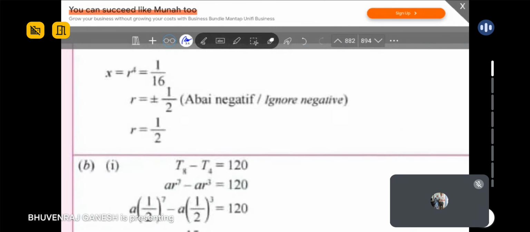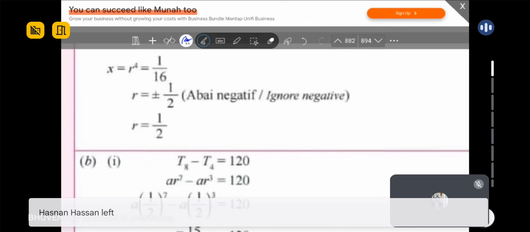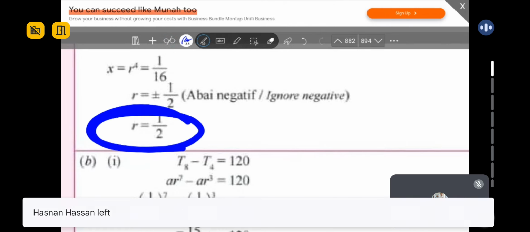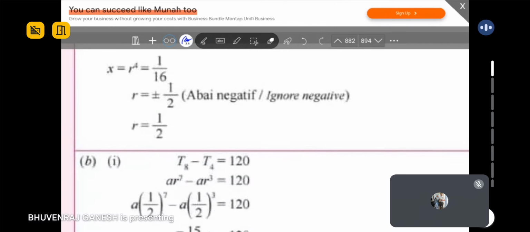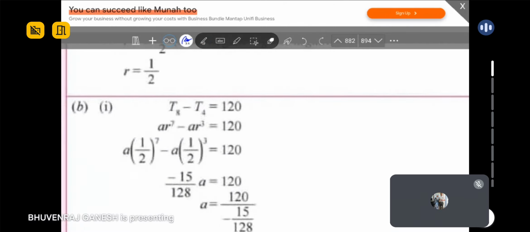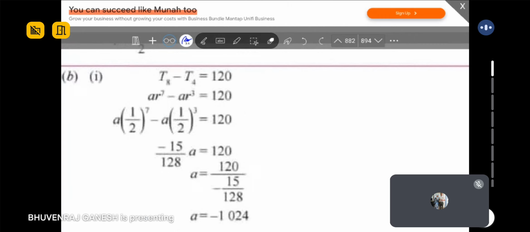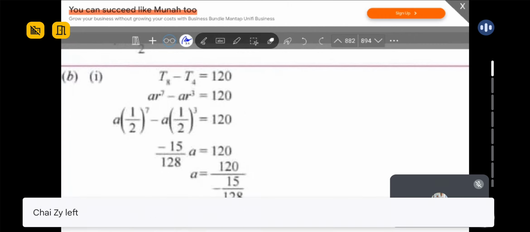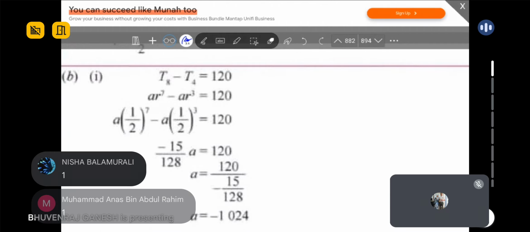Cari nilai a. Alright, so r equal to half, sebab tadi kita dapat yang ni. We get this answer, so you just substitute, and then selesaikan saja. Just solve the equation until you get the a value. Okay, guys? Can you understand? Boleh faham? Satu atau dua untuk soalan ni? 1 or 2? Come on, guys.